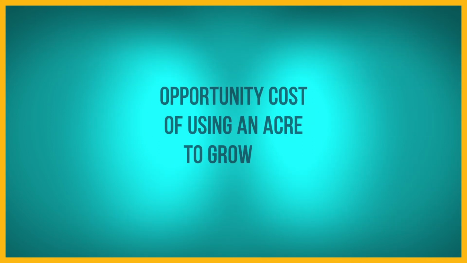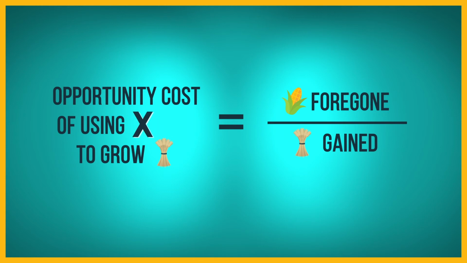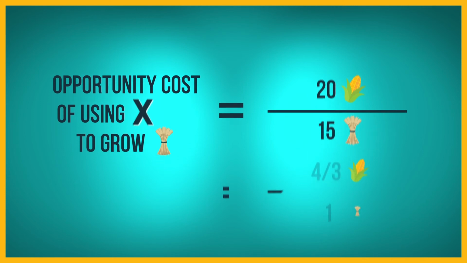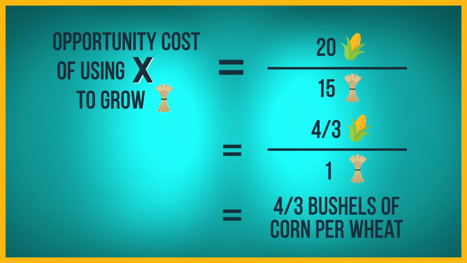To find the opportunity cost of using an acre to grow a bushel of wheat, divide the corn foregone by the wheat gained when the acre switches from corn to wheat. When the economy reallocates an acre of X from corn to wheat, the economy gives up 20 bushels of corn and gains 15 bushels of wheat. Therefore, the opportunity cost of growing 1 bushel of wheat using X equals 4/3 bushels of corn per bushel of wheat.